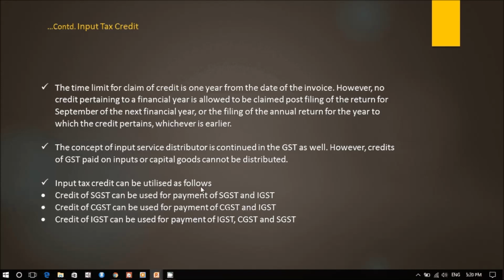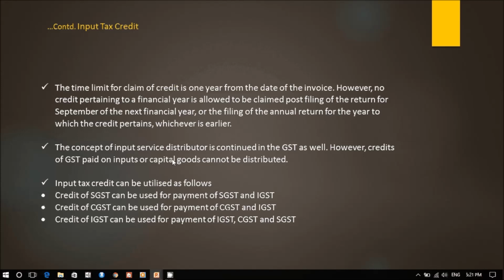Input tax credit can be utilized as follows. We know under the GST there are three sorts of taxes: SGST, CGST, IGST. SGST means state GST, CGST, central GST, IGST, integrated GST. When we make a sale of intrastate, then there would be two components of tax, SGST and CGST. The credit of the SGST can be utilized for the payment of CGST and IGST.